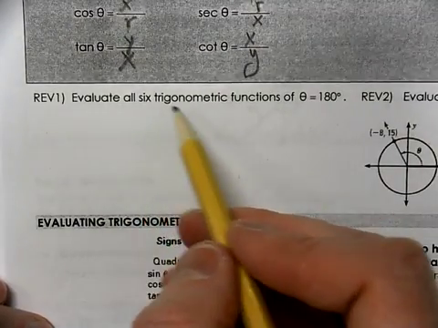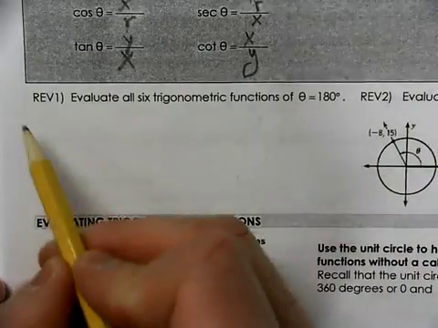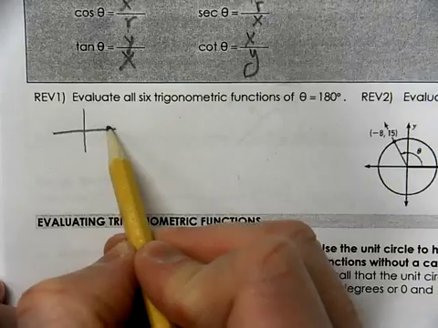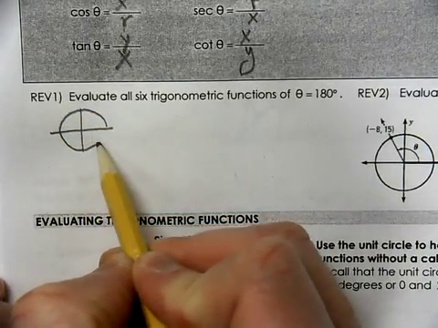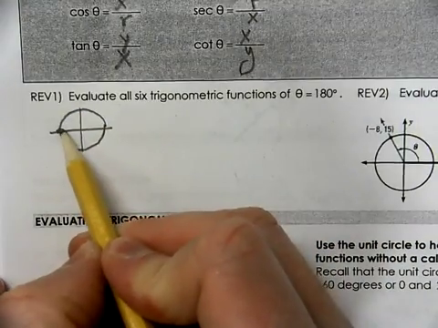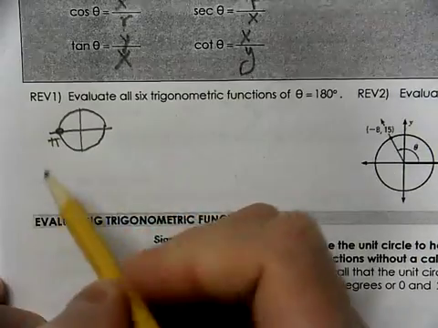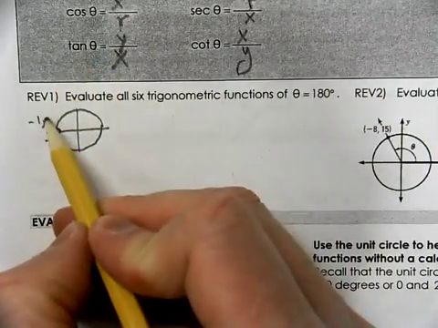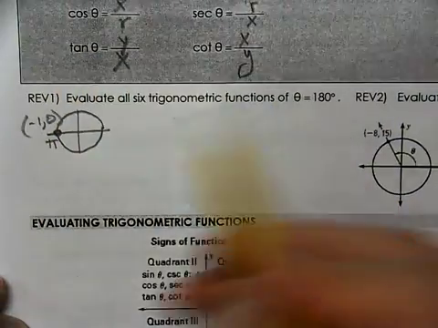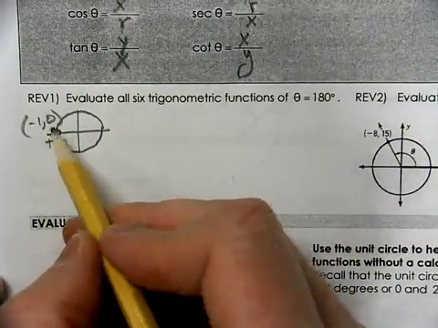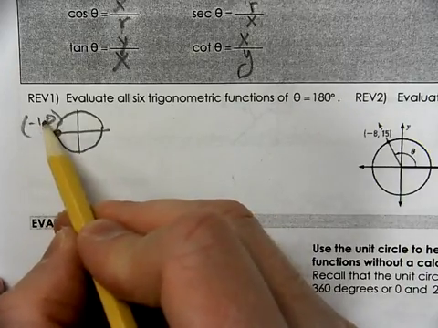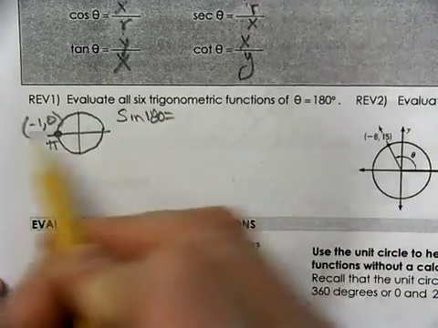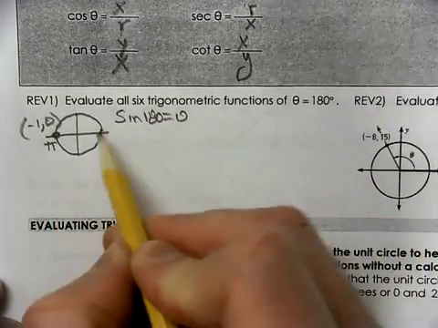Here we're going to evaluate all 6 trigonometric functions at theta equals 180. So if we visualize the unit circle and the coordinate at pi, which would be -1, 0, pi or 180, whatever you want to call it. So there's our coordinate. We know that the sine of 180 is the y coordinate, so it's 0.